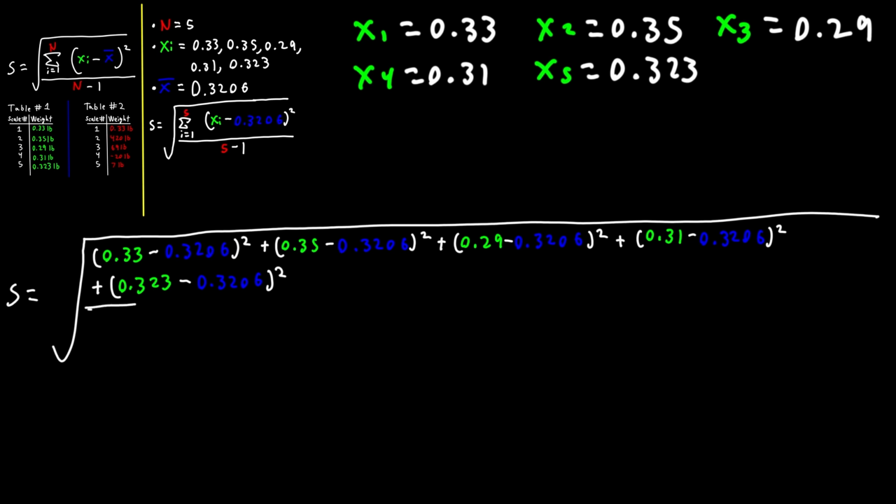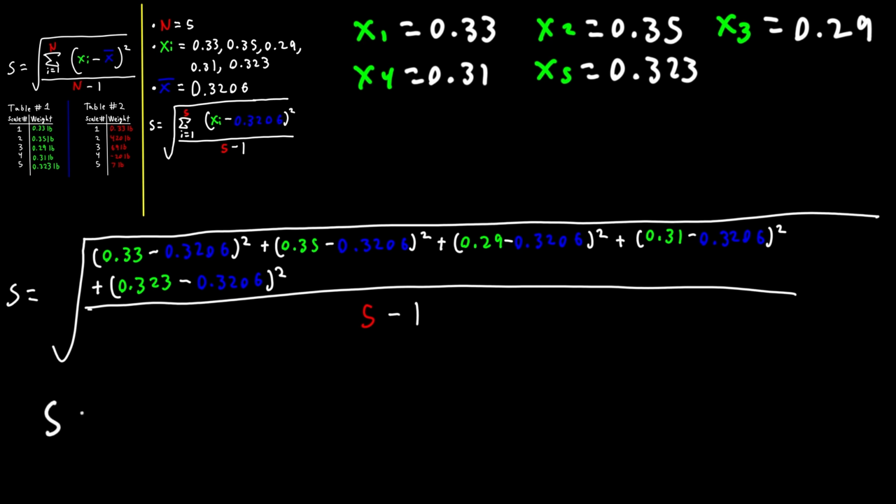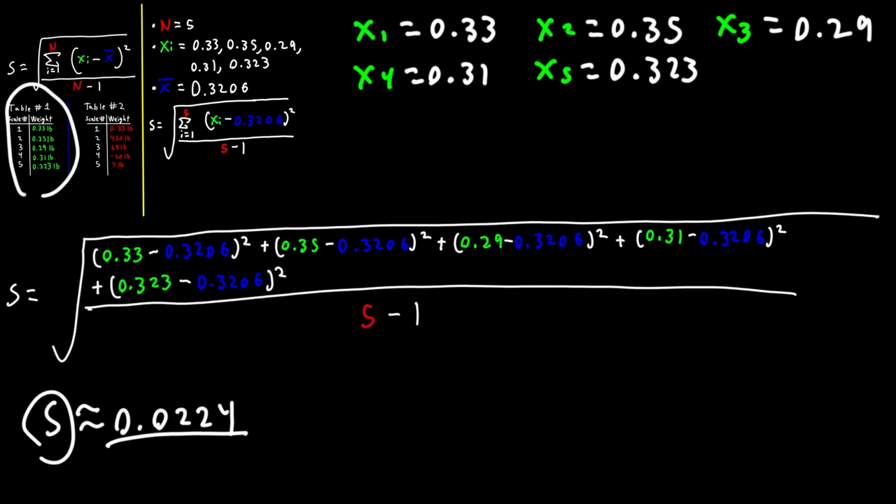And now, divide all of this by 5 minus 1. Now, let's plug this into our calculators. You should get something along the lines of 0.0224. So because 0.0224 is such a small number, we have a small standard deviation. So we can say that table 1 has good precision.